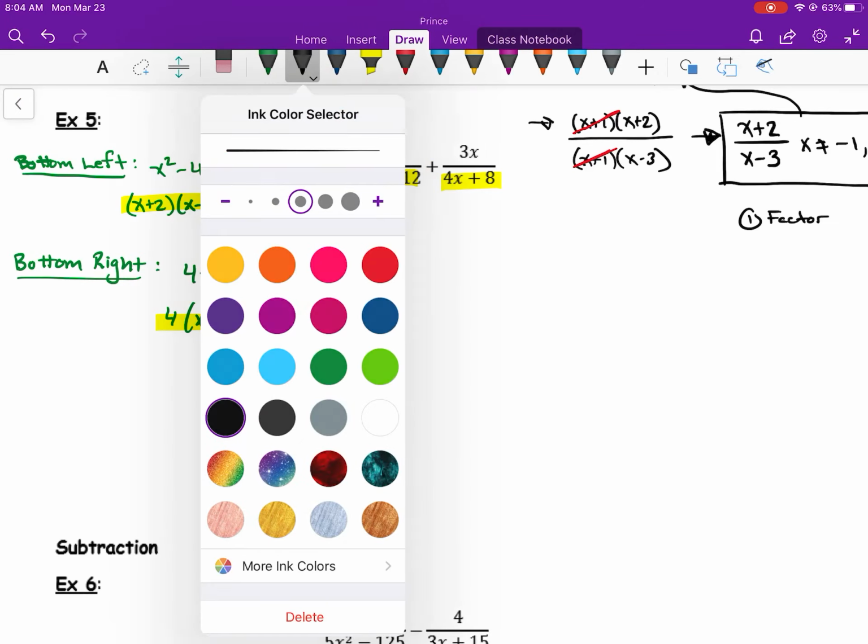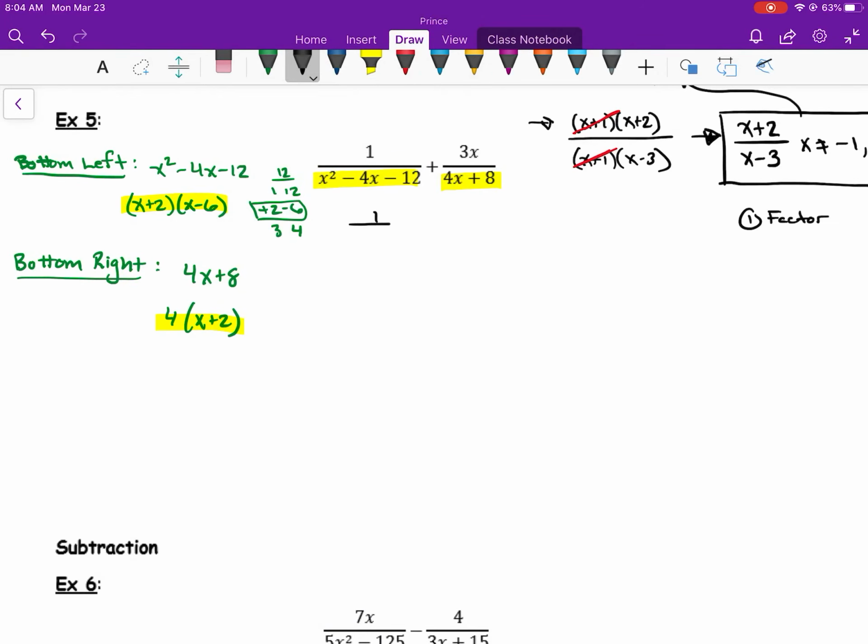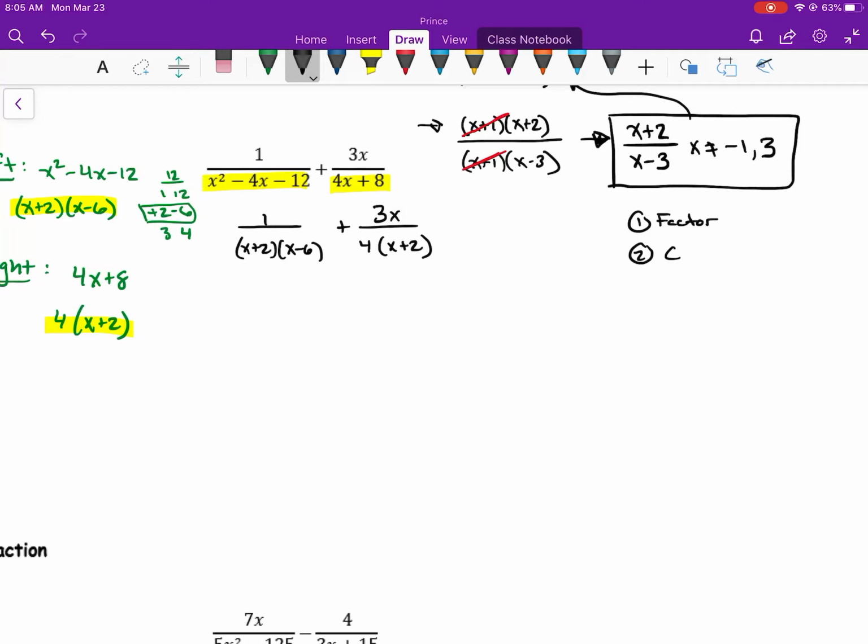Factor. I'm going to rewrite it. Sorry. 1 divided by x plus 2, x minus 6, plus 3x divided by 4 times x plus 2. Alright, common denominators.